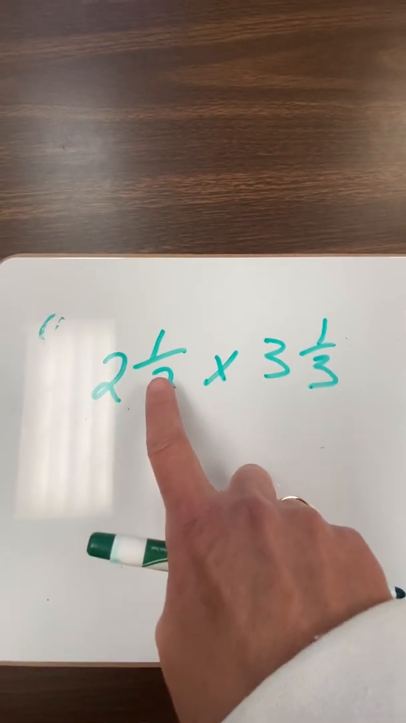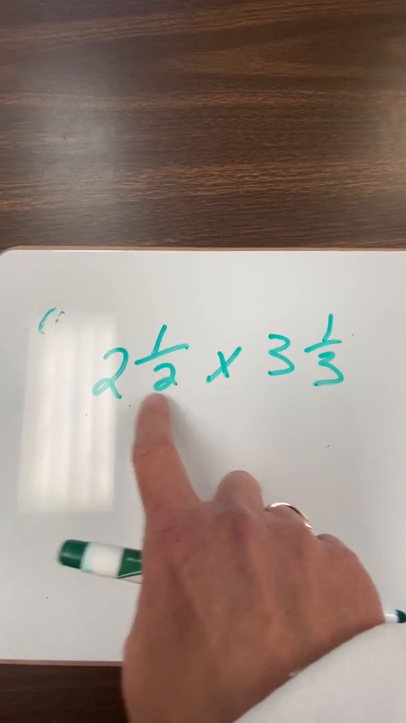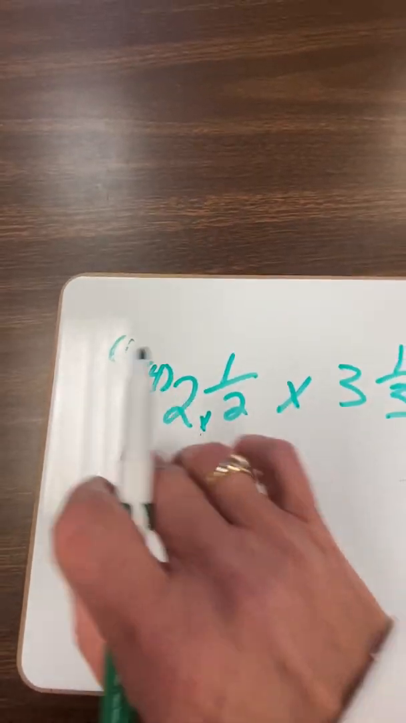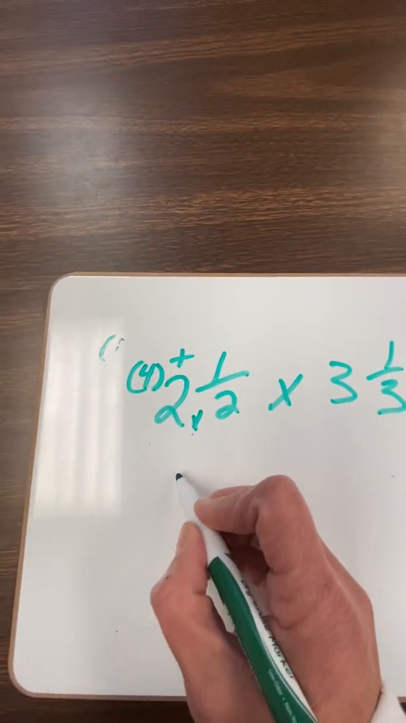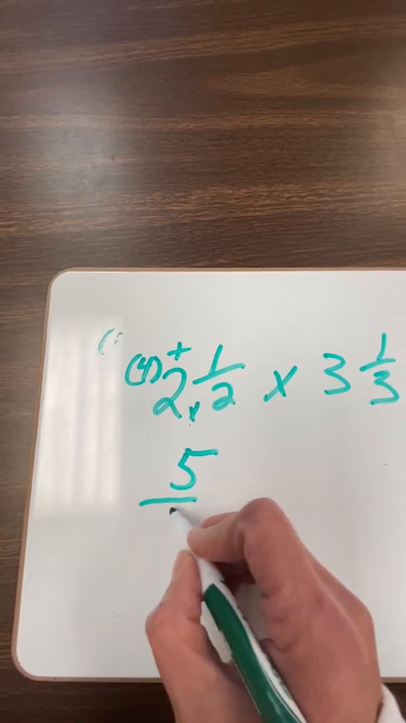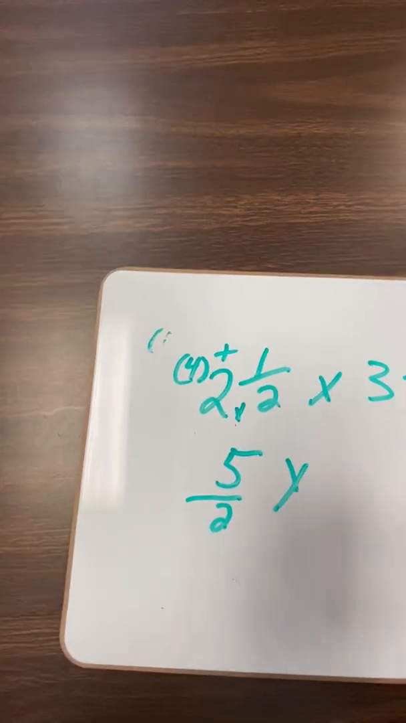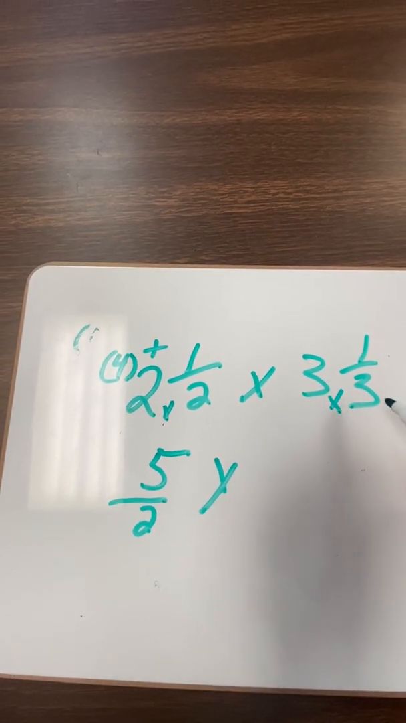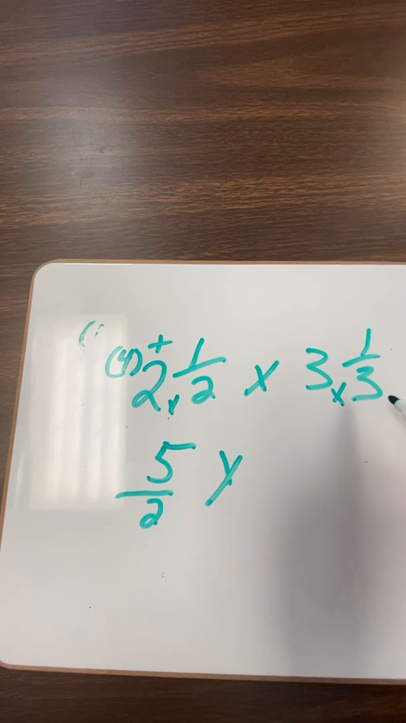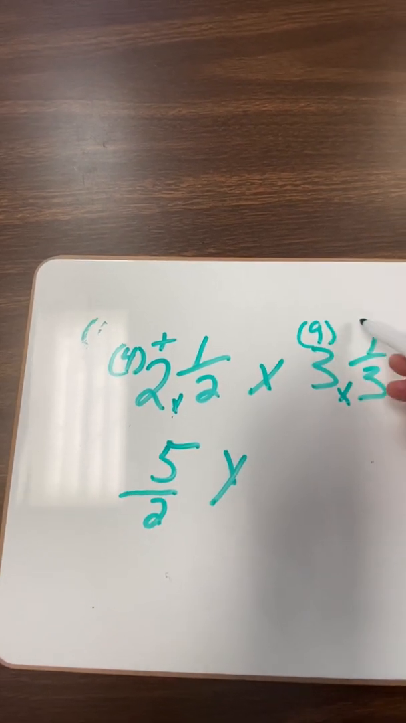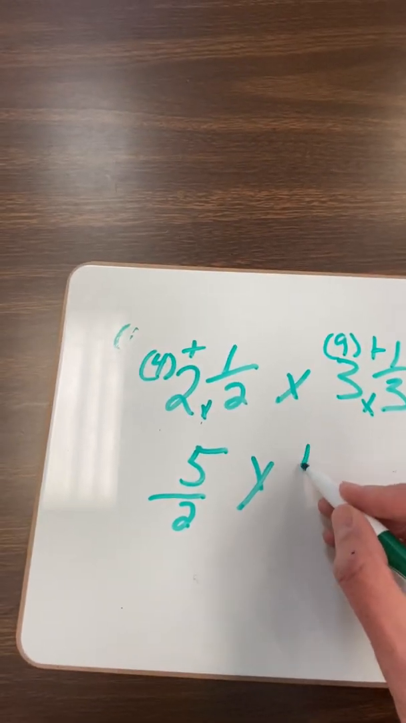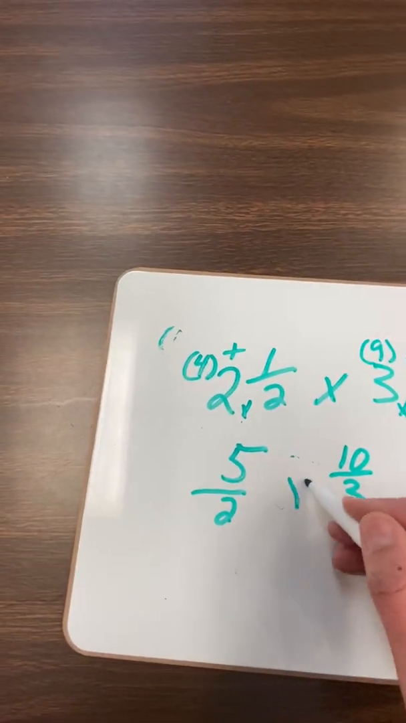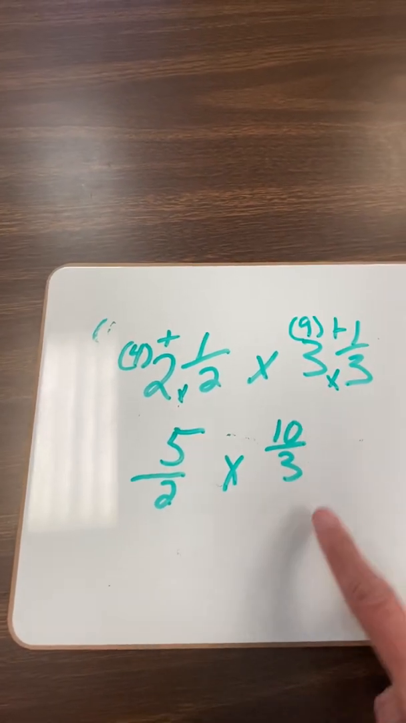Okay, let's look at it. You should have gone 2 times 2 gives you 4. And then 4 plus 1 gives you 5. So 5 halves times 3 times 3 is 9. And 9 plus 1 is 10, so 10 thirds. Okay, so now we have 5 halves multiplied by 10 thirds.